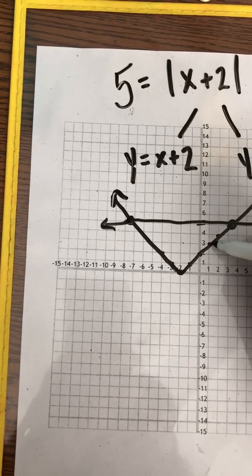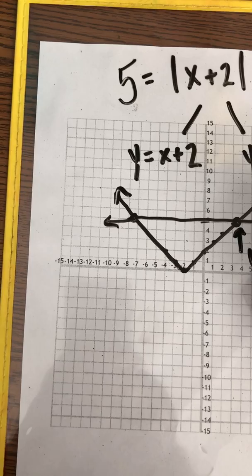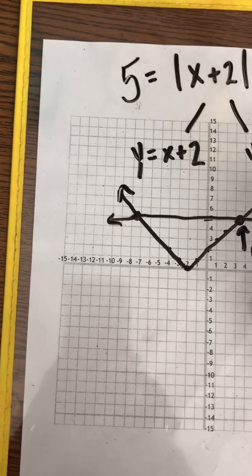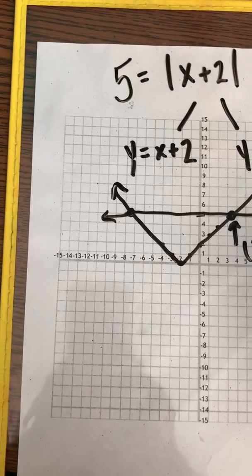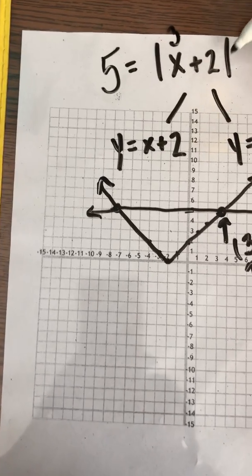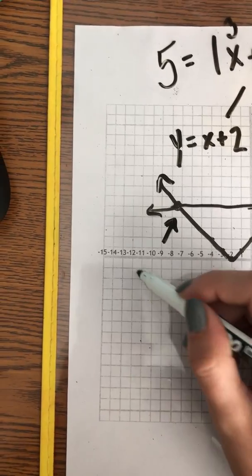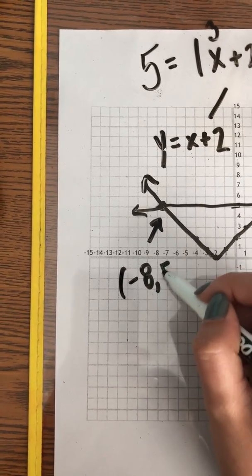So in this case, the first place they intersect should be at 3. This point right here is the point 3 comma 5. And so this is the x value that, if we plugged it back into our equation up here, 3 plus 2 is 5, and the absolute value of 5 is 5. Our other solution is over here at negative 8 comma 5.